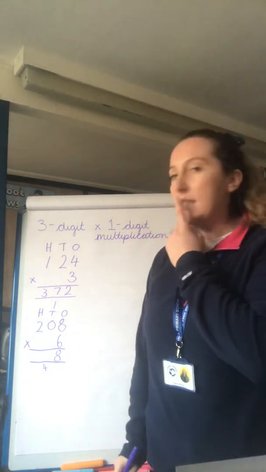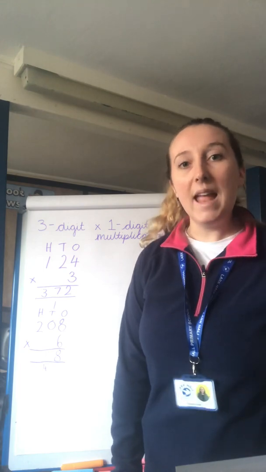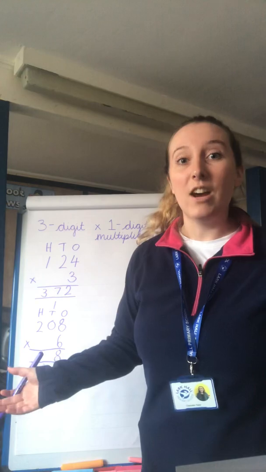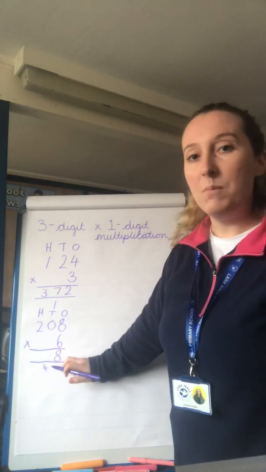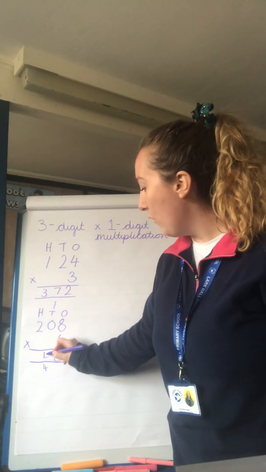Now I'm looking at 0 times 6. I know if anything is multiplied by 0, the answer must always be 0. But I know I'm not going to write the number 0 in here because I need to add on my 4 tens. So 0 tens add 4 tens is 4.